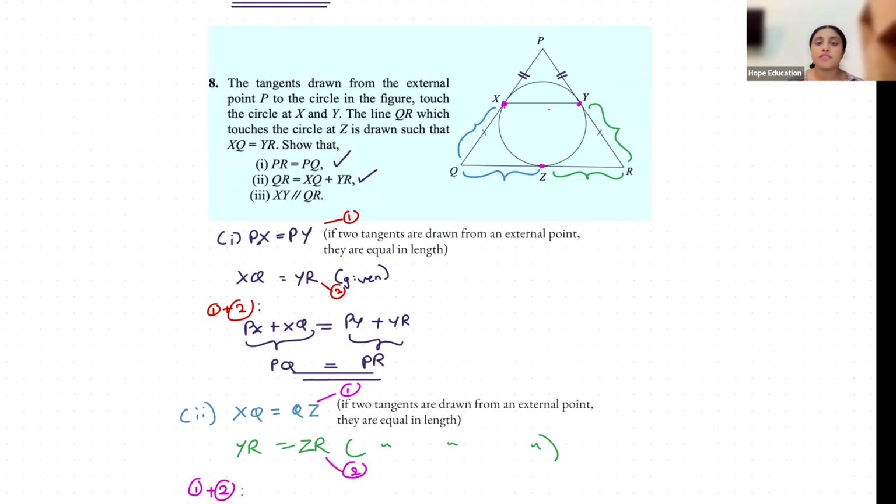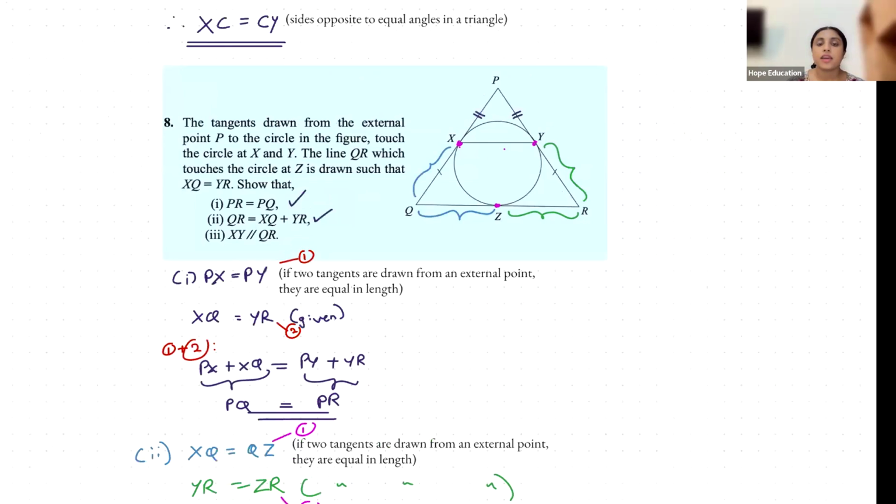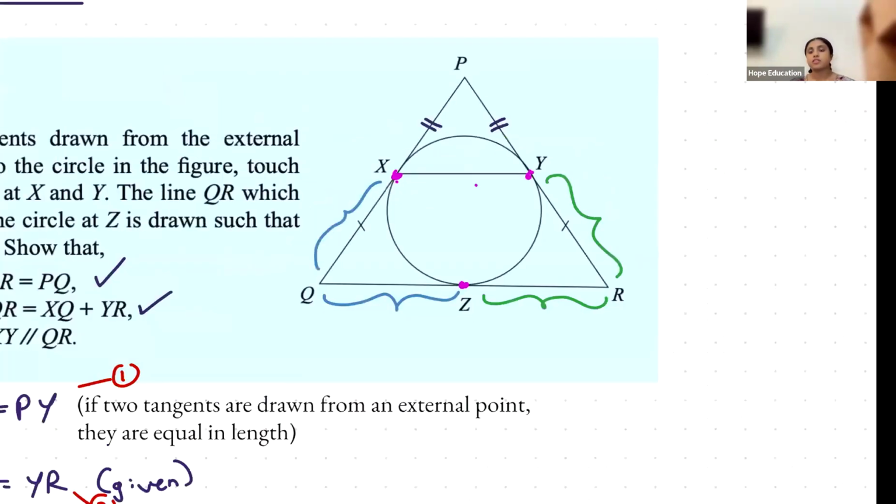Roman number 3, we have to show that XY is parallel to QR. How do you show XY is parallel to QR? How do we show that? How did you do this? I'm really interested to hear your answers.